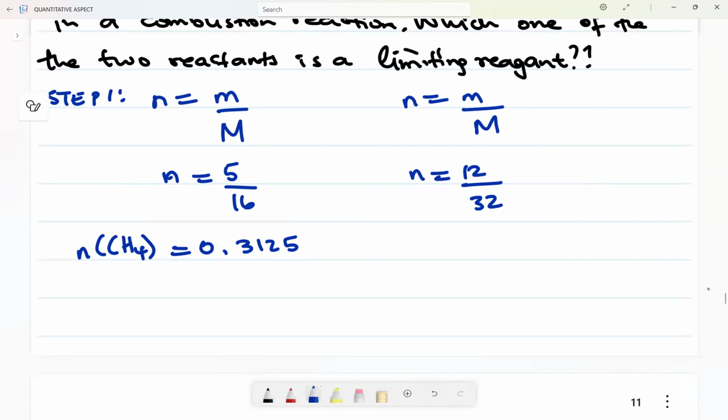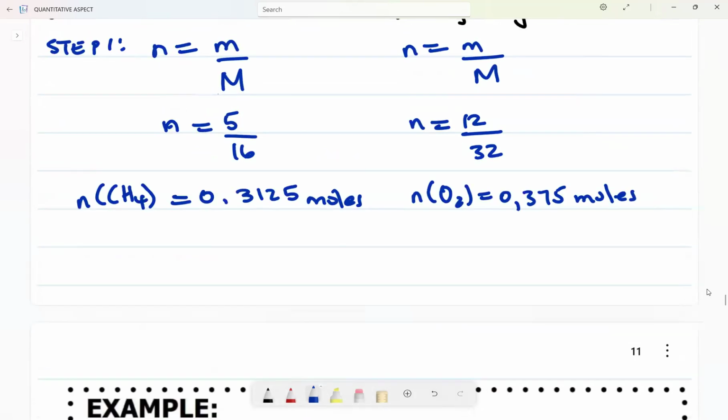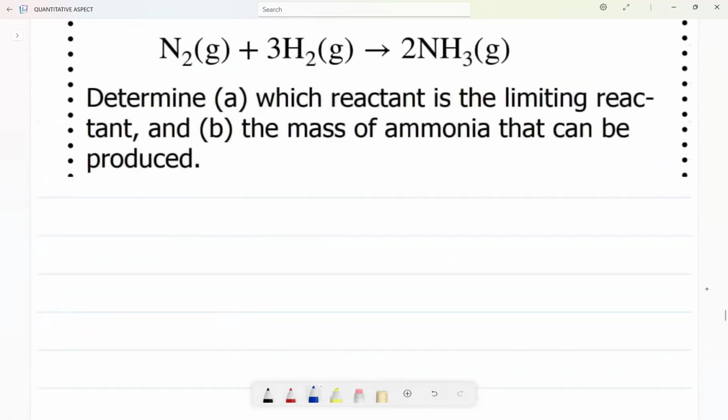Then I have the number of moles of O2. It is equal to 12 divided by 32, which is 0.375 moles. Please indicate moles. One thing that you need to do for you to compare between the two, which one is the limiting reagent, which one is in excess, what you need to do is, I'm going to take this down here.